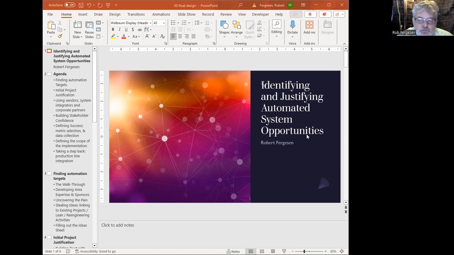We've talked a little bit about this already in some of the introductory presentations. In the classroom, in lab, we are starting to collect all the components and remind ourselves how to use those components like PLCs, and we'll be diving into robots and vision systems as well. But now I want to talk about identifying and justifying automated system opportunities.